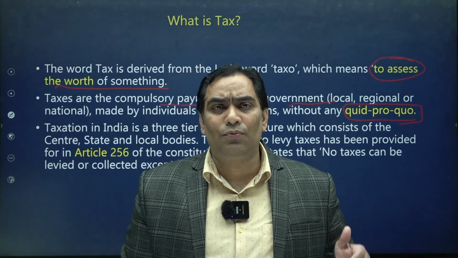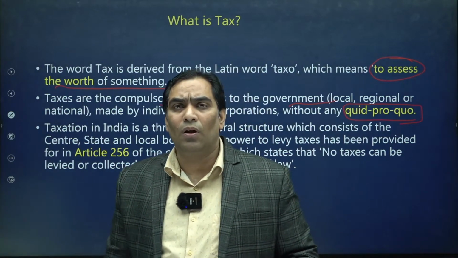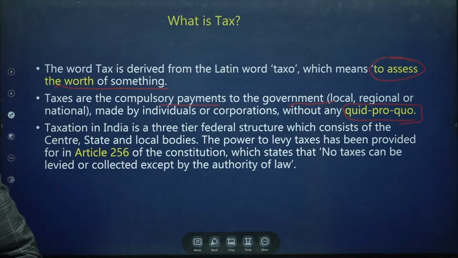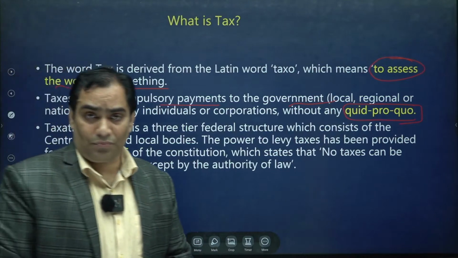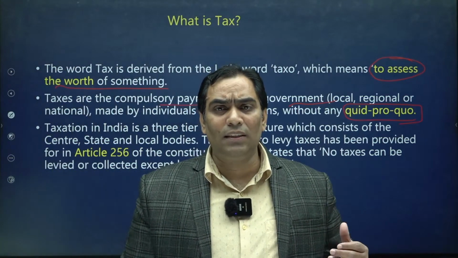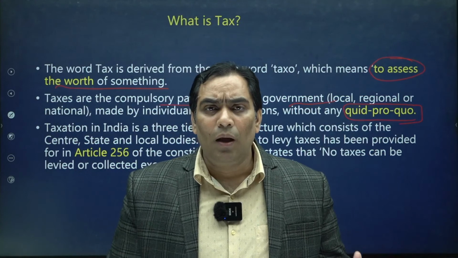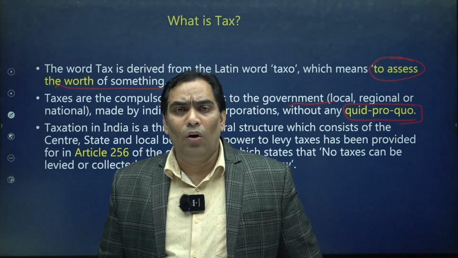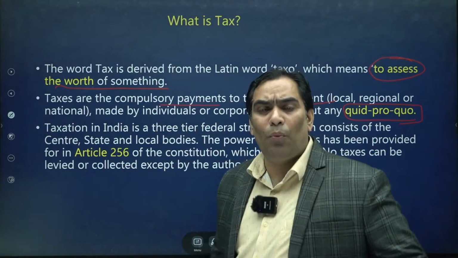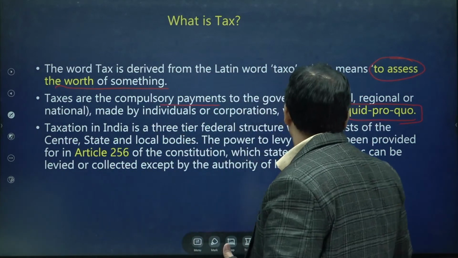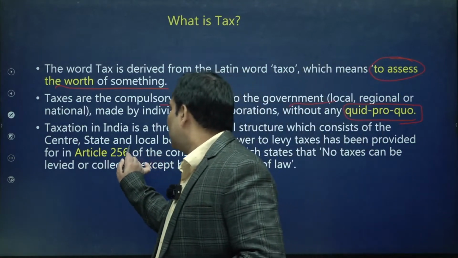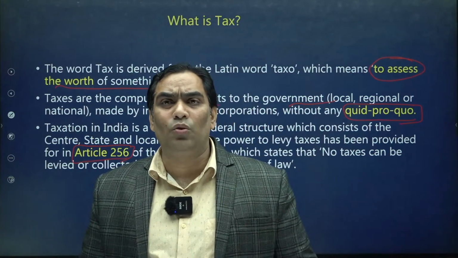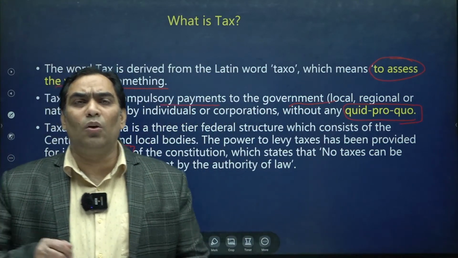So let me summarize once again: taxes are compulsory payment to the government without any quid pro quo, and we understood the meaning of quid pro quo. Now, the provision for taxes in India is under Article 256. That means it is a constitutional provision.